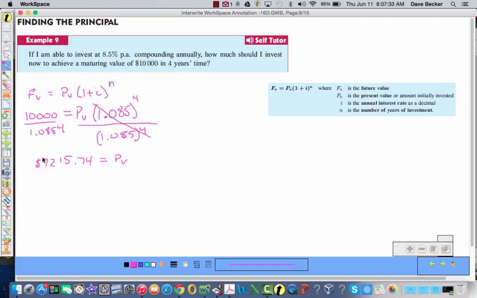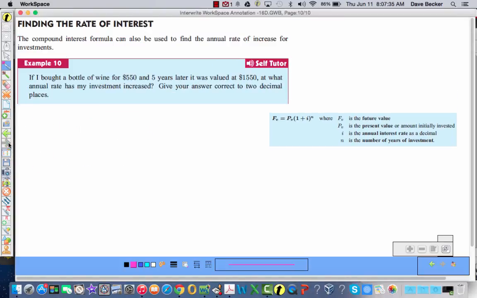Okay, and then it could be that you have to find the interest. If I bought a bottle of wine for $550 and 5 years later it was valued at $1,550, at what annual rate has my investment increased? So again, we're just using our basic formula. FV equals PV times 1 plus i to the n.